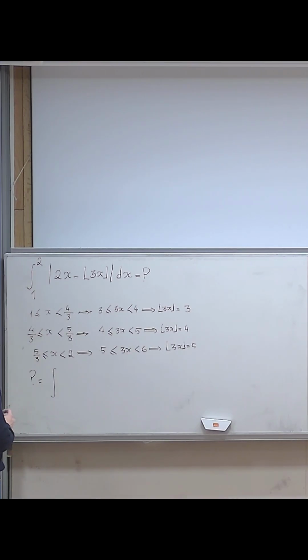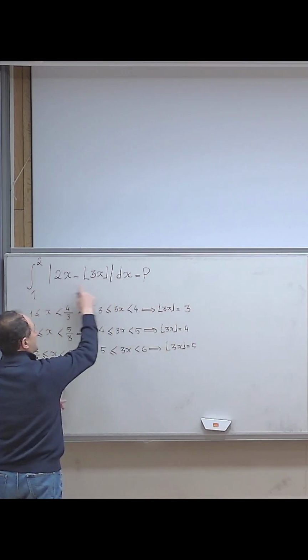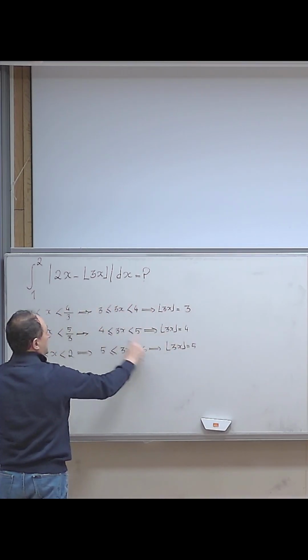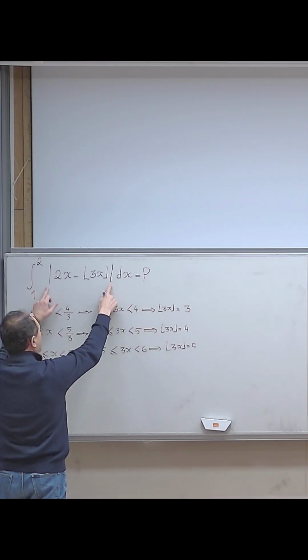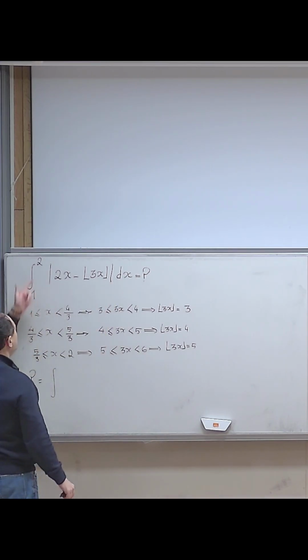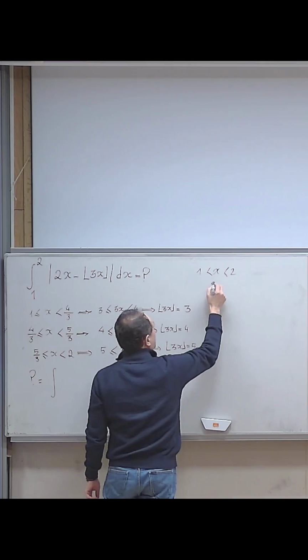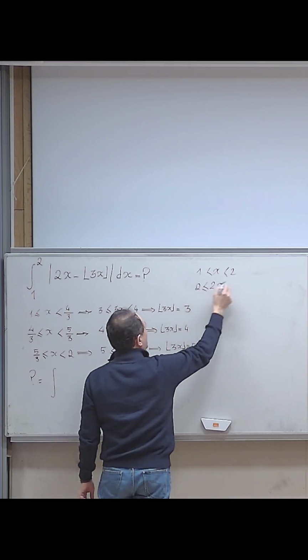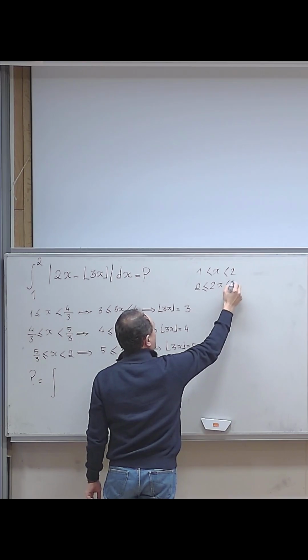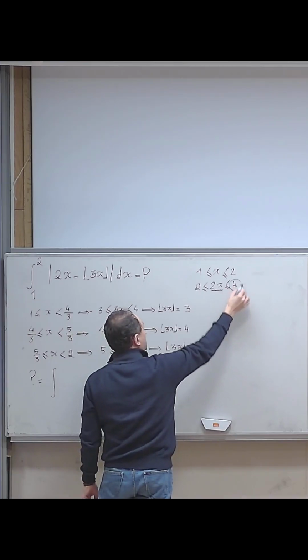This is possible. But if I want to do that, then I will have to write 2x minus 3, 2x minus 4, and 2x minus 5. But then I will have the absolute value sign outside. If x is between 1 and 2, then it means 2x is between 2 and 4. So this means 2x maximally is 4.